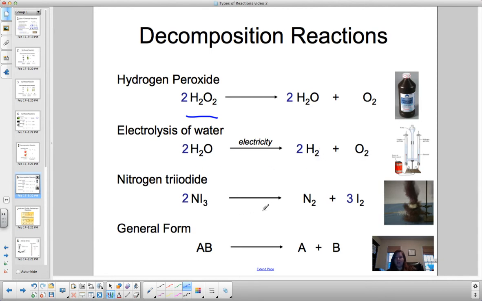And you can just take a look at a couple other ones. Notice how you're starting with 1 and you're going into 2. Okay, so that's the general idea behind a decomposition reaction, decomposing.